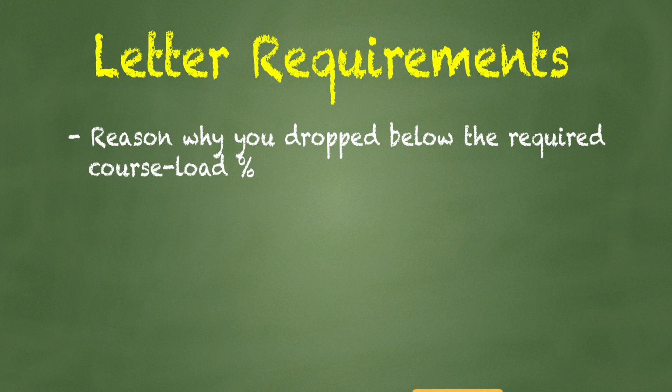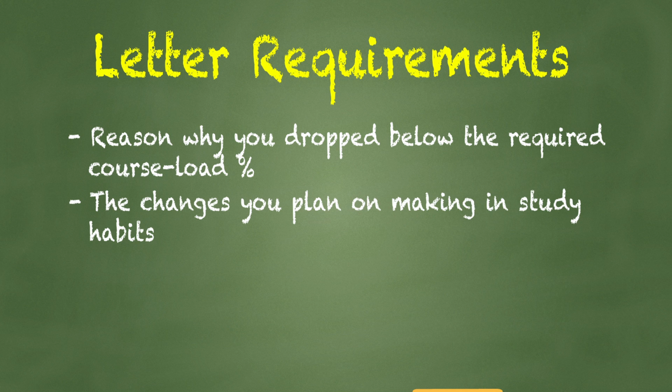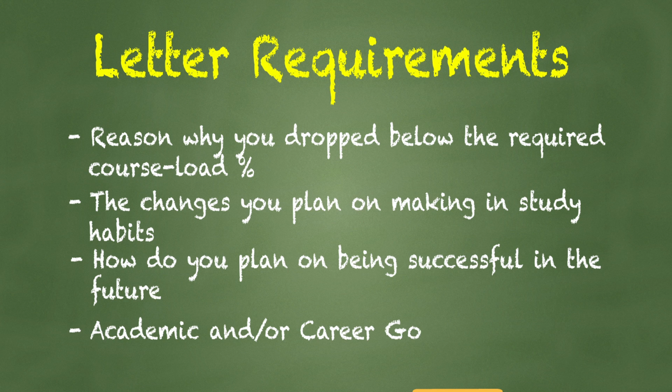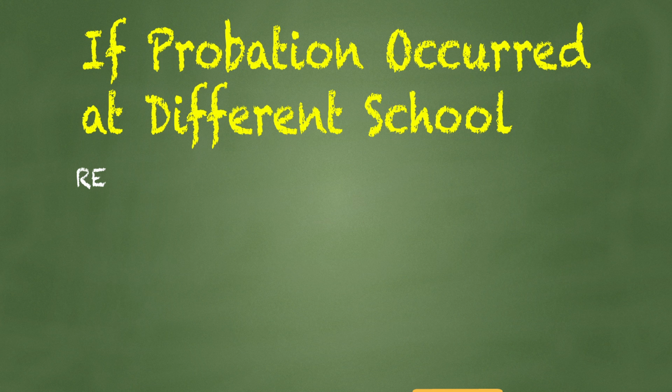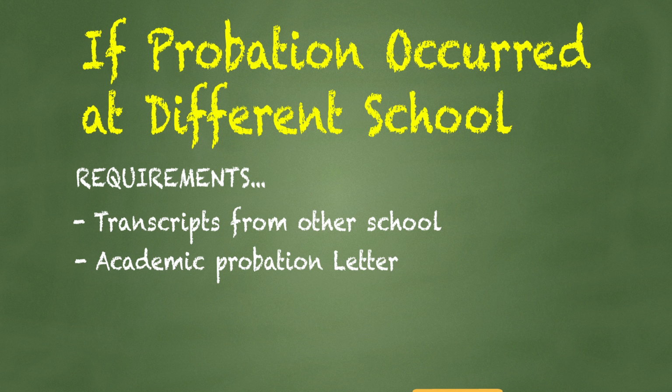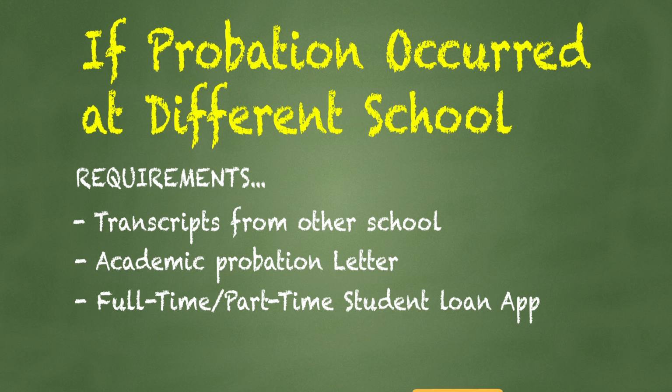If you've been put on an academic probation in the past, you may have to provide a letter to our office indicating the reason why you dropped below the required course load percentage, the changes you're planning on making in your study habits, and how you plan to be successful going forward in the future, as well as any academic and career goals you may have. If the probation occurred at another university or college, please provide the transcripts to the university or college that the probation occurred at. The academic probation letter would be required to be submitted with your full-time and part-time student loan applications.